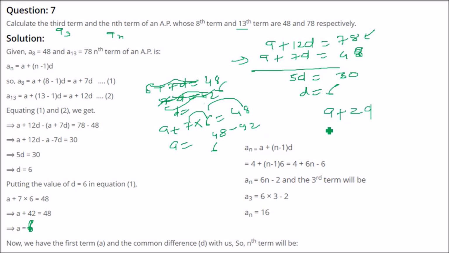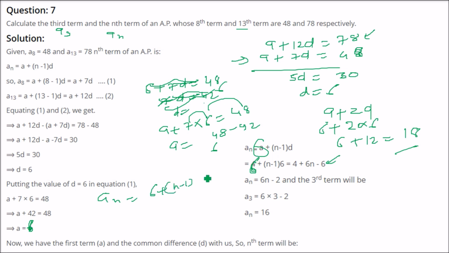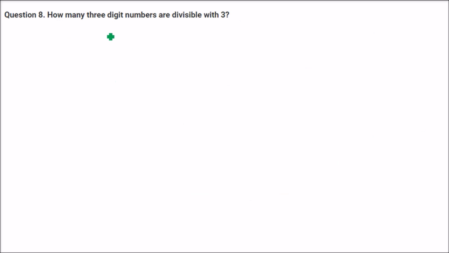So now what is the 3rd term? A plus 2D. So for this A is 6, and D is 6. Okay. There is a slight change here. So just assume A to be 6. A plus 2D, 2 into 6. So 6 plus 12, it is going to be 18, right? It is going to be 18. What is an? A plus n minus 1 into d. So 6 plus n minus 1 into 6. It is going to be 6 plus 6n minus 6. It is going to be 6n. Nth term is 6n and third term is 18.